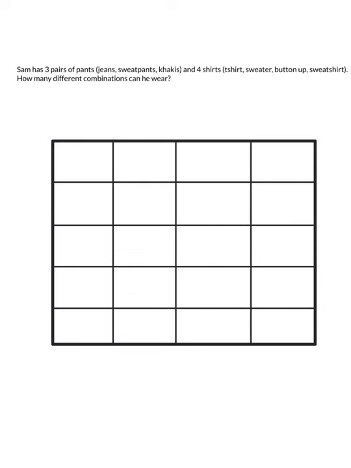So let's try answering a question using the table. Sam has 3 pairs of pants: jeans, sweatpants, khakis, and 4 shirts: t-shirt, sweater, button-up, sweatshirt. How many different combinations can he wear? Let's begin by placing our information into the table. Let's put his pairs of pants across the top and his shirts down the side.